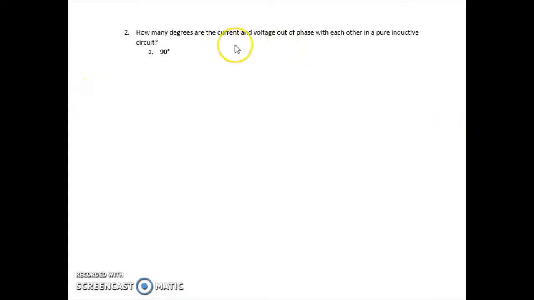Number 2, how many degrees are the current and voltage out of phase with each other in a pure inductive circuit? And that is 90 degrees. Current and voltage are 90 degrees out of phase in a pure inductive circuit.